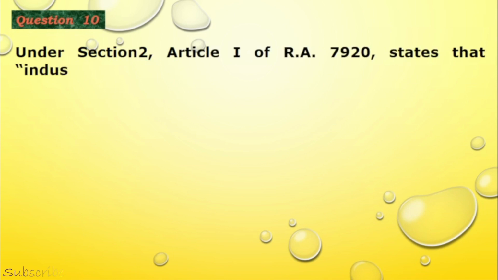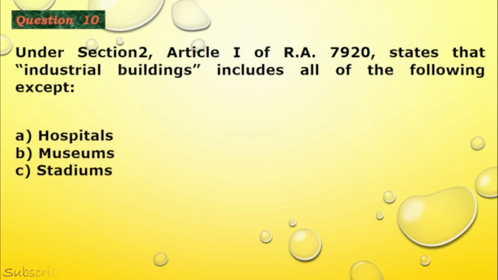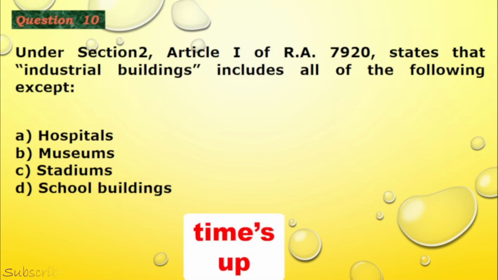Question number 10. Under Section 2, Article 1 of RA 7920 states that industrial buildings include all of the following except A. Hospitals, B. Museums, C. Stadiums, D. School buildings. The correct answer is letter C, stadiums.